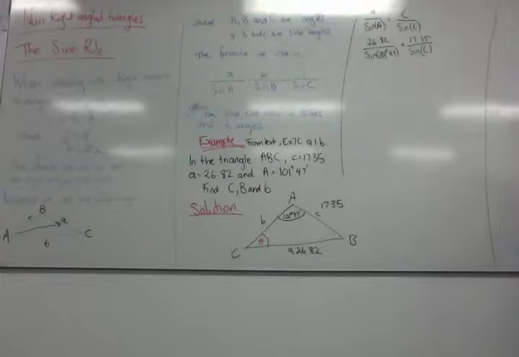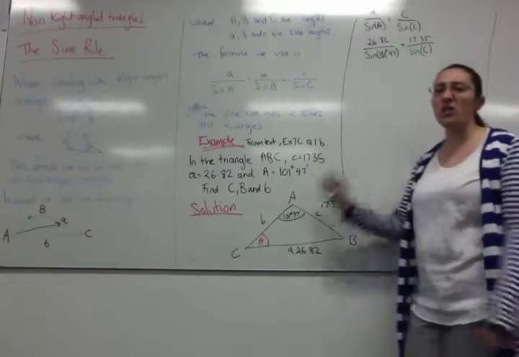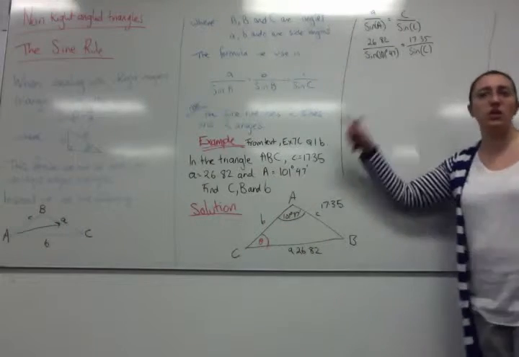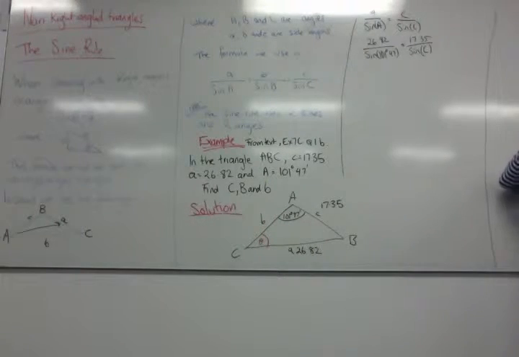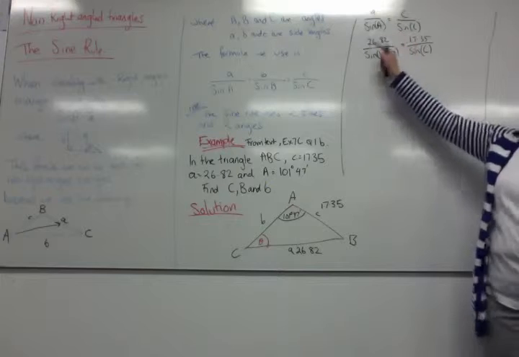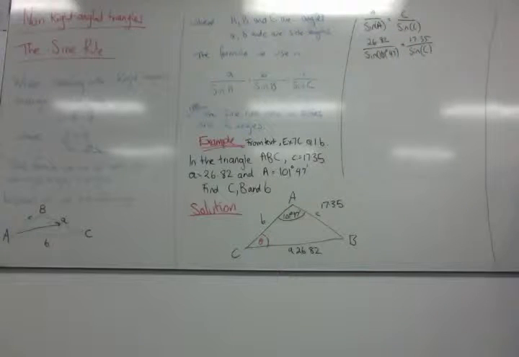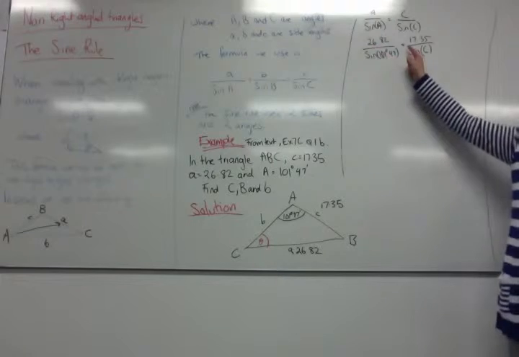Is that okay so far? So rather than putting in X's and Y's and W's, I'll just leave it with the letters. Alright, can you solve that? What would you do? Do this first one, so 26.82 divided by sine 101 degrees and 47. Yep, so we'll work this bit out first.